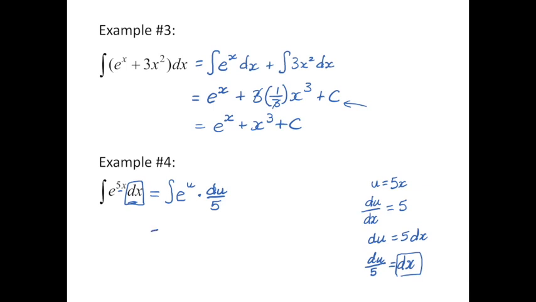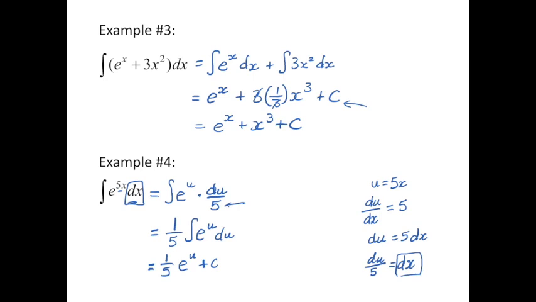And kind of like the constants that we've seen before, this 5 is a constant divisor. So we could bring that out in front and say that this is 1 over 5 times the integral of e to the u du. And now that we have the integral of e to the u du, well, that's the rule that we started off with. So the integral of this will be 1 over 5 e to the u plus c.